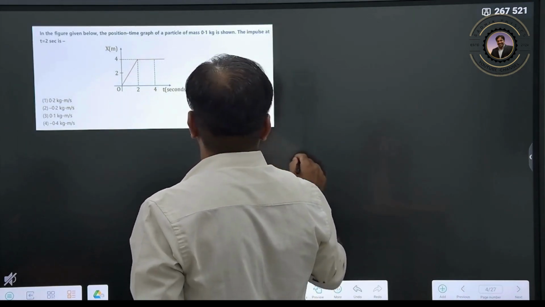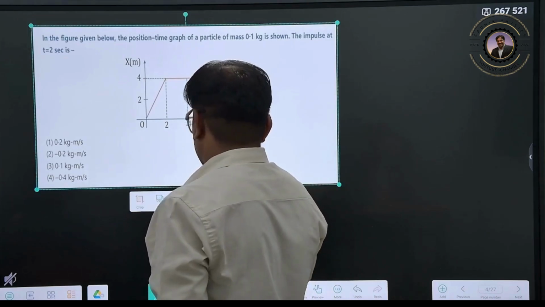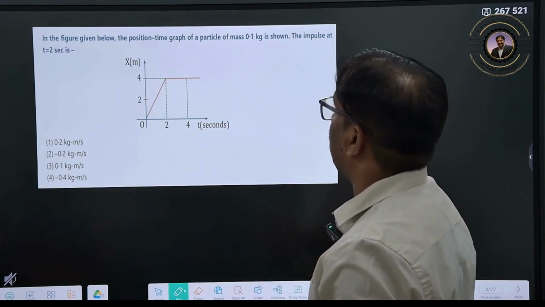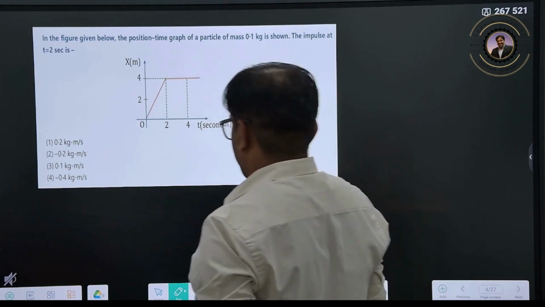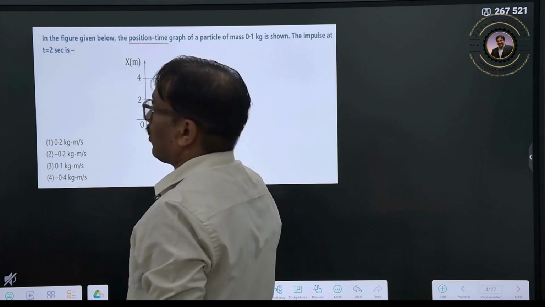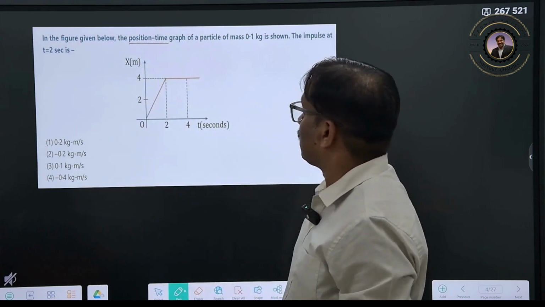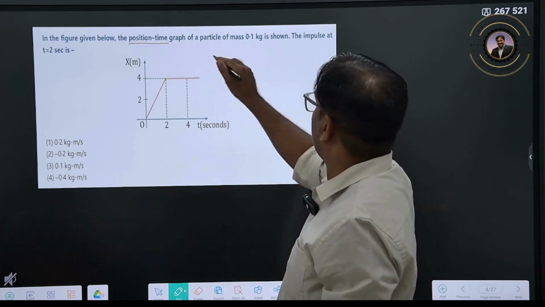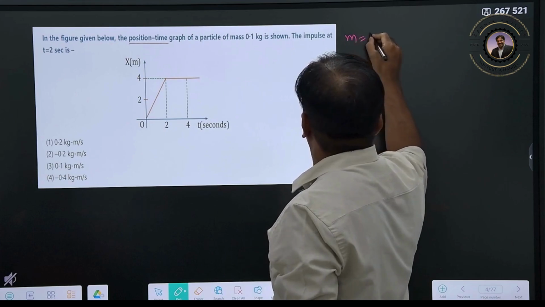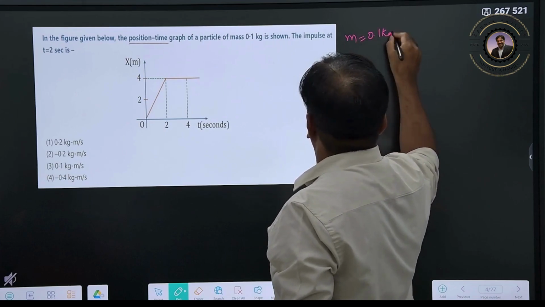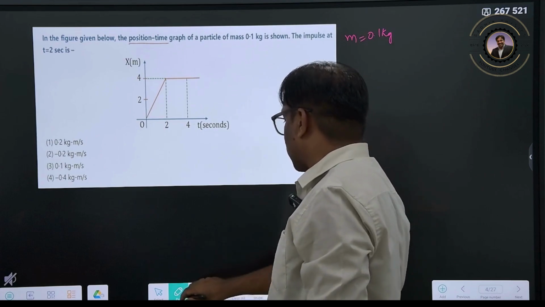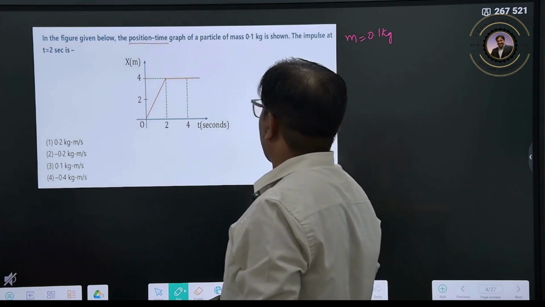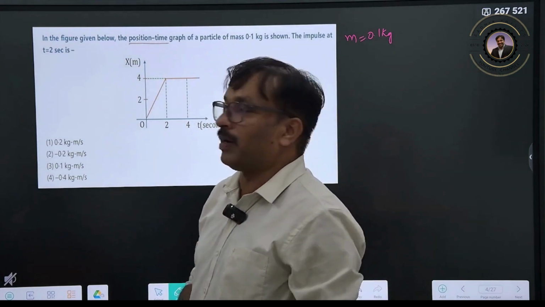Now let us see this question. Here a position-time graph is given, and a distance-time graph. So the mass is given. What is the mass? That is nothing but 0.1 kg. The question asks for the impulse in 2 seconds. What is the impulse in 2 seconds? Impulse means change in momentum.